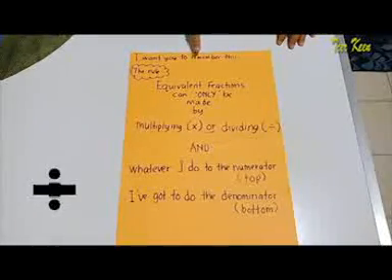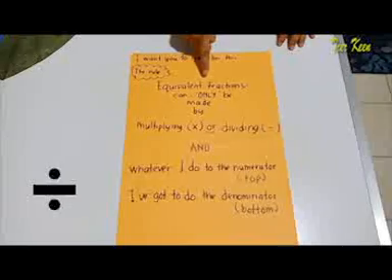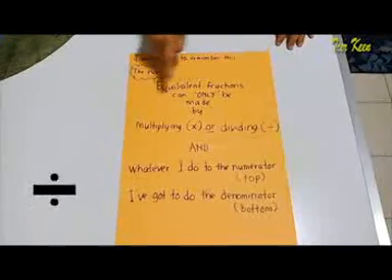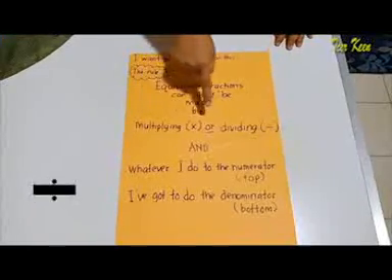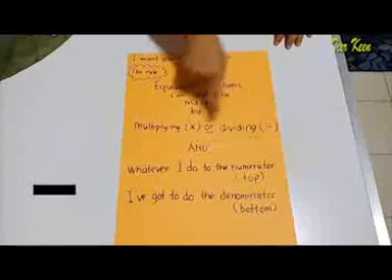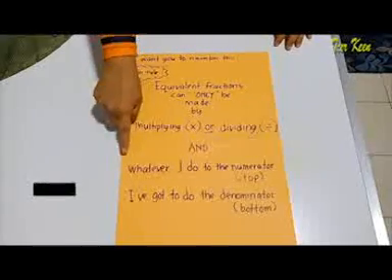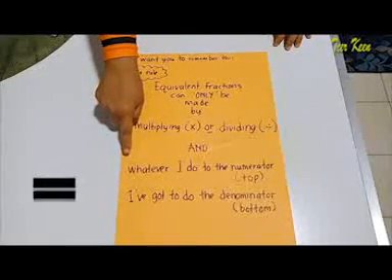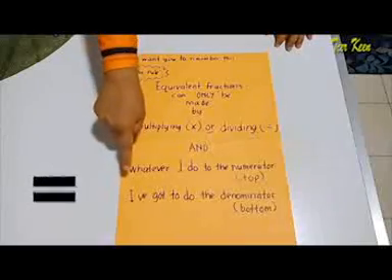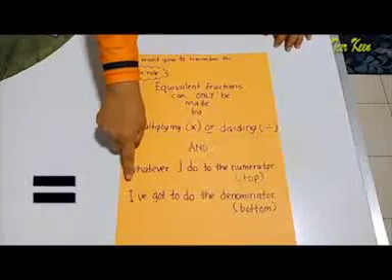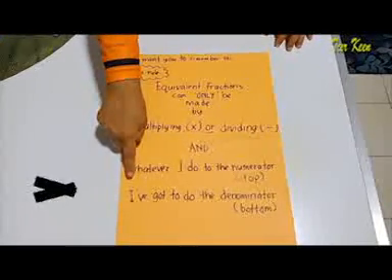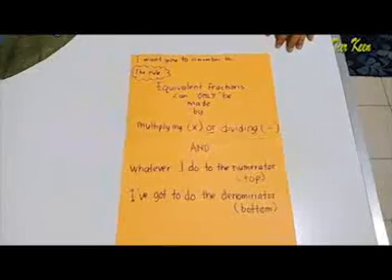I want you to jot down this rule. Equivalent fractions can only be made by multiplying or dividing. And whatever I do with the numerator, the top number, I've got to do the denominator, the bottom number.